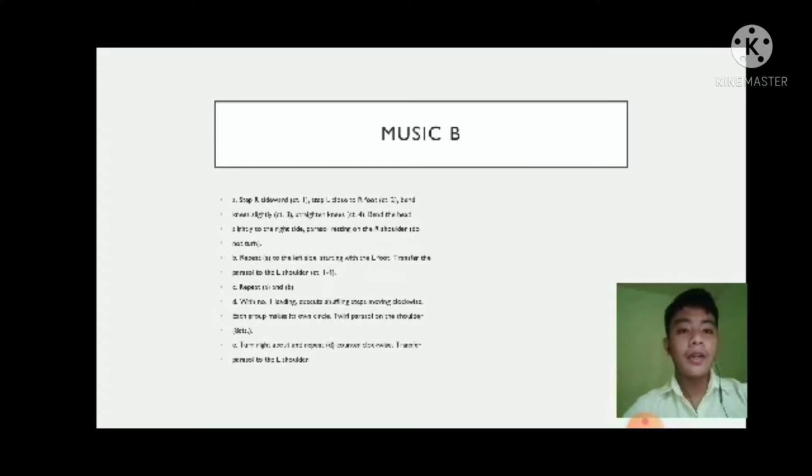And then D, with the leading, execute shuffling steps moving clockwise. Each group makes its own circle. Twirl parasol on the shoulder. And it's going to be 8 counts. Then E, turn right about and repeat D counterclockwise, and then transfer parasol to the left shoulder.